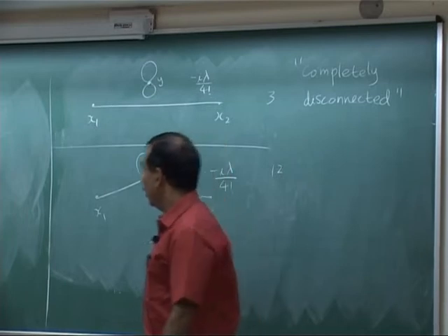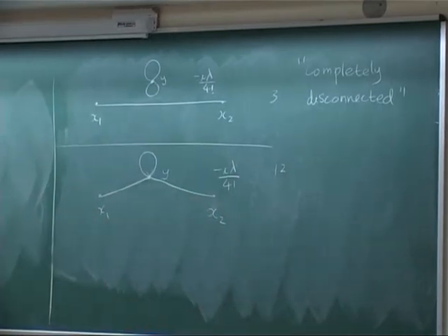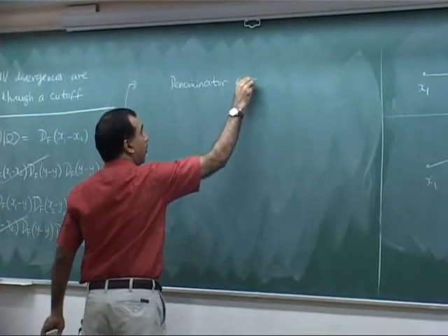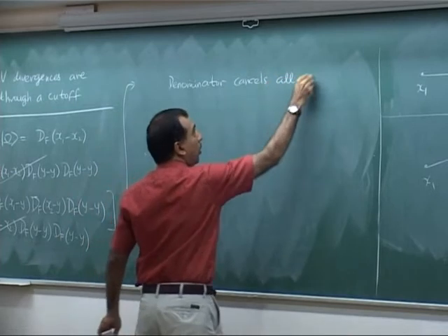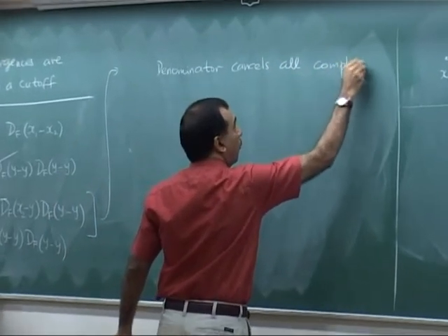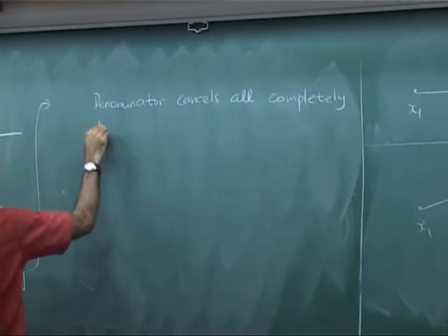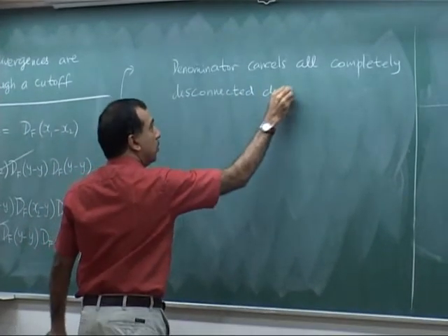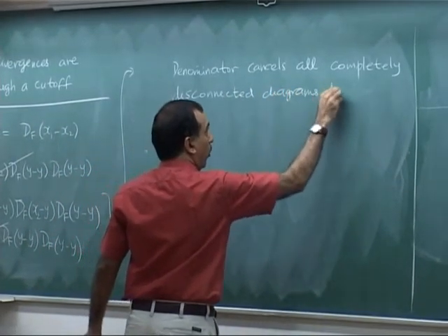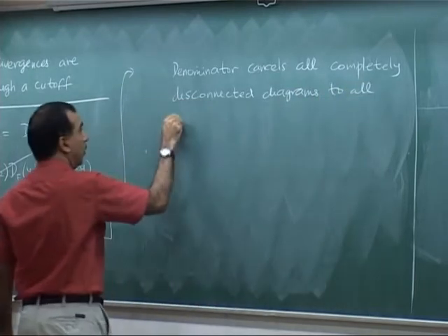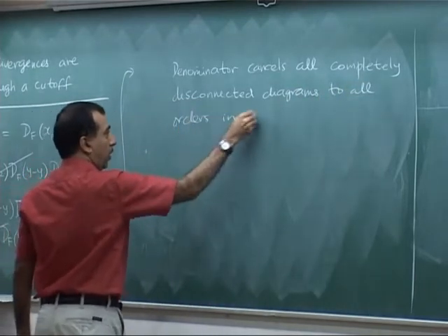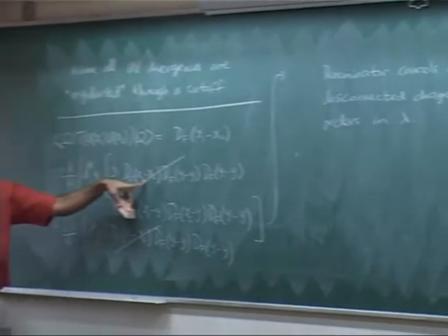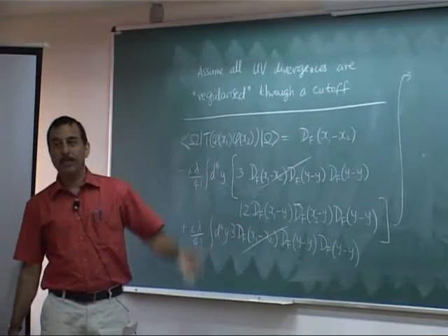Okay? And the theorem is that the denominator cancels all completely disconnected diagrams to all orders in lambda. So, the fact that this and this cancelled was not a coincidence, but rather it was the first example of this theorem.